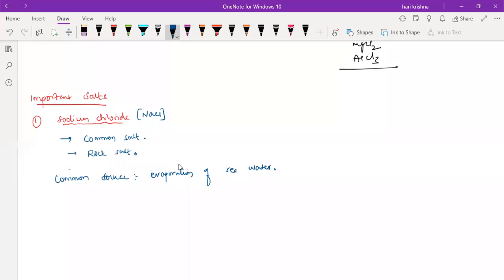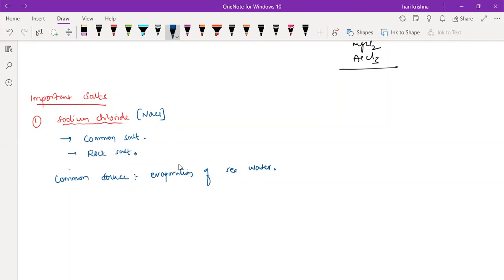But you'll also get sodium chloride in the form of deposits in the earth crust. When you get sodium chloride from the earth crust, it will be mixed with some impurities present in the soil, so this type of salt will have a brown color. That is called rock salt. Common salt and rock salt are the same in composition, but rock salt is the one you get from the earth crust, and common salt is obtained from the evaporation of seawater.